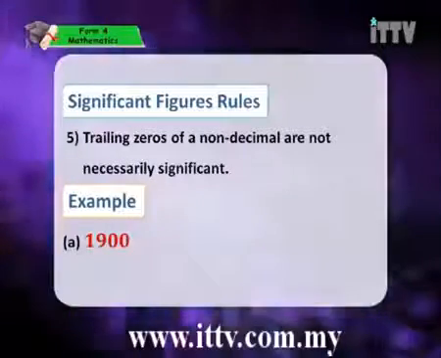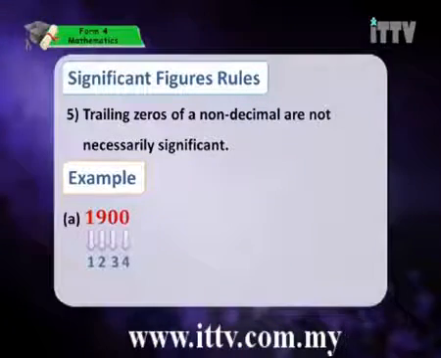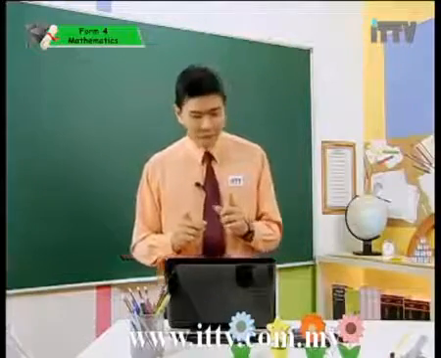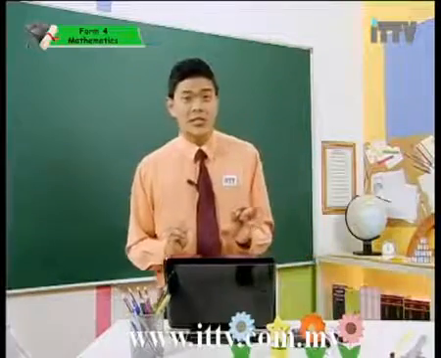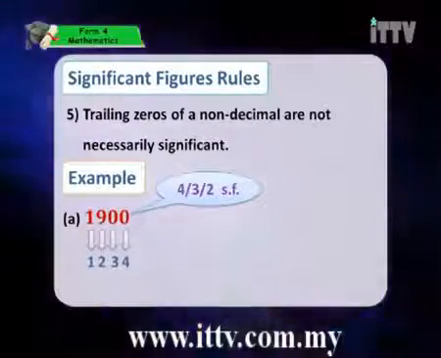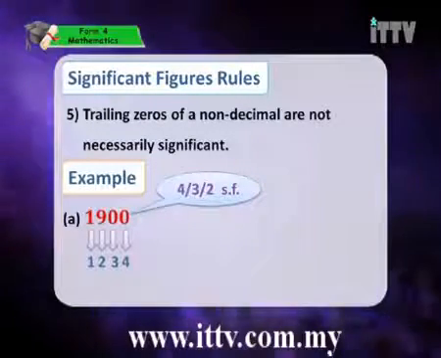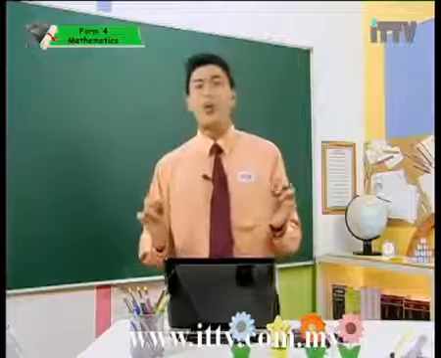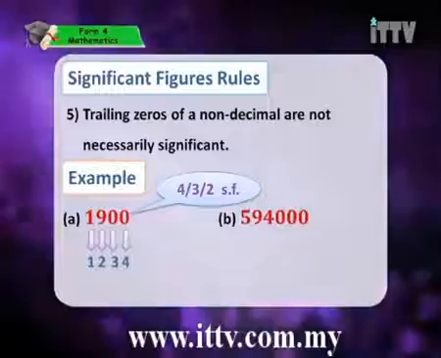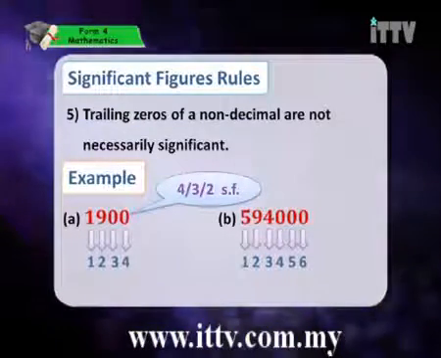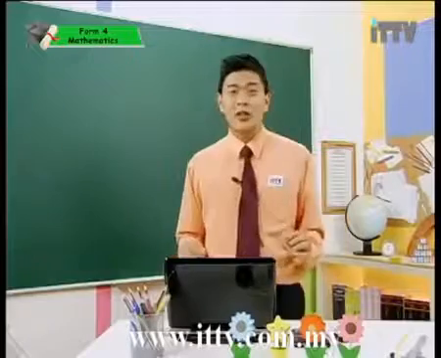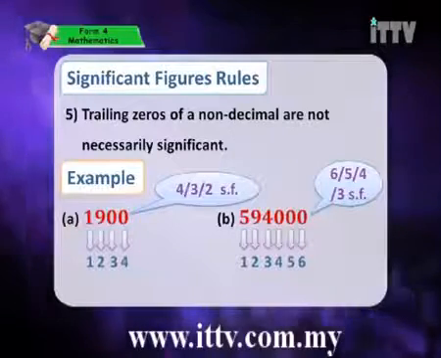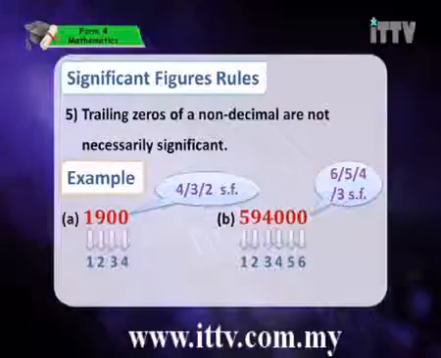In A, in the number 1900, there are 4 digits, right? All 4 of them can be significant figures. But at the same time, the 2 zeros might not be considered significant figures. So this number can be 4 significant figures, or 3 significant figures, or 2 significant figures, because the zeros are not certain. They might be or might not be. Alright, in example B, 594000, the 3 zeros are trailing zeros in a non-decimal. So they might or might not be considered as significant figures. So in B, this number can have 6, 5, 4, or 3 significant figures. We'll do more in the example that's coming right after this.